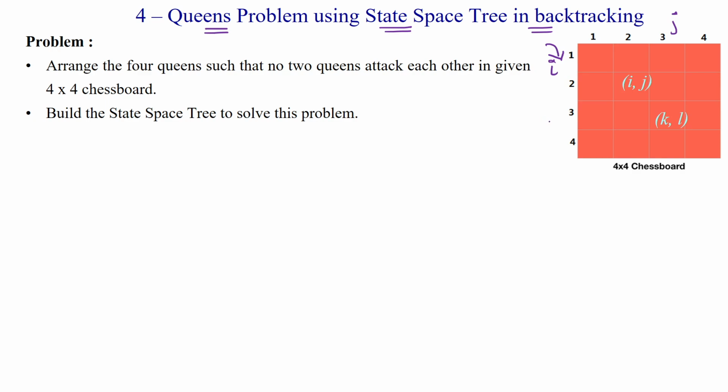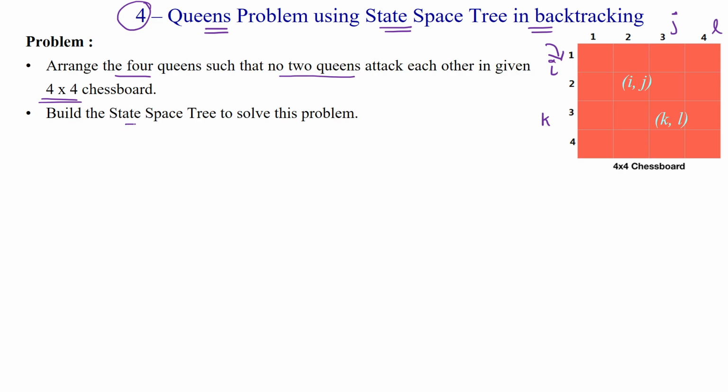Like that, for queen 2 the rows are indicated with the k variable and the columns are indicated with the l variable for the other queen. Here we have to arrange four queens on the 4 cross 4 chessboard. The criteria we have to follow: no two queens attack each other when arranging them on the chessboard.